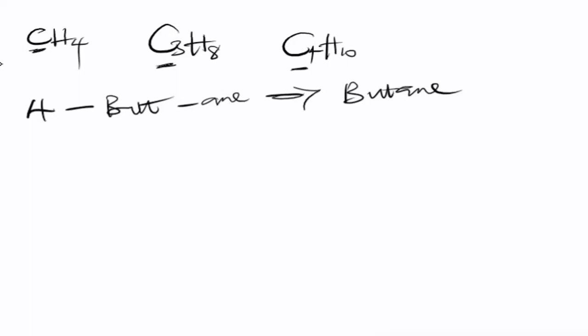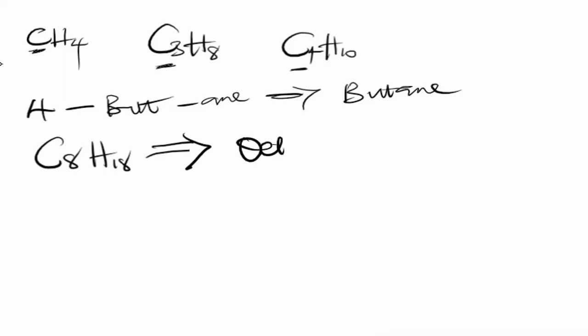So what about this, C8H18? Alright, so what compound is this? Try out, tada! This is octane. Good. Alright, so this is simply how we can name the alkanes. Although we have a number of rules we have to follow while naming alkane groups.